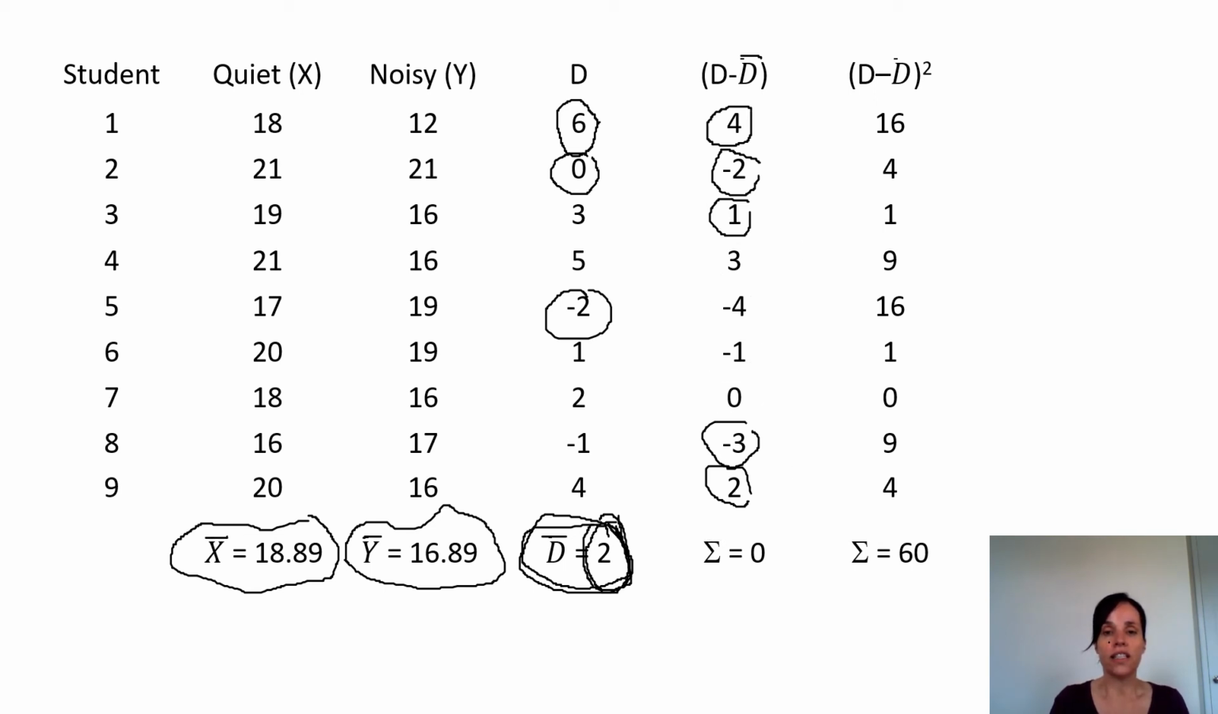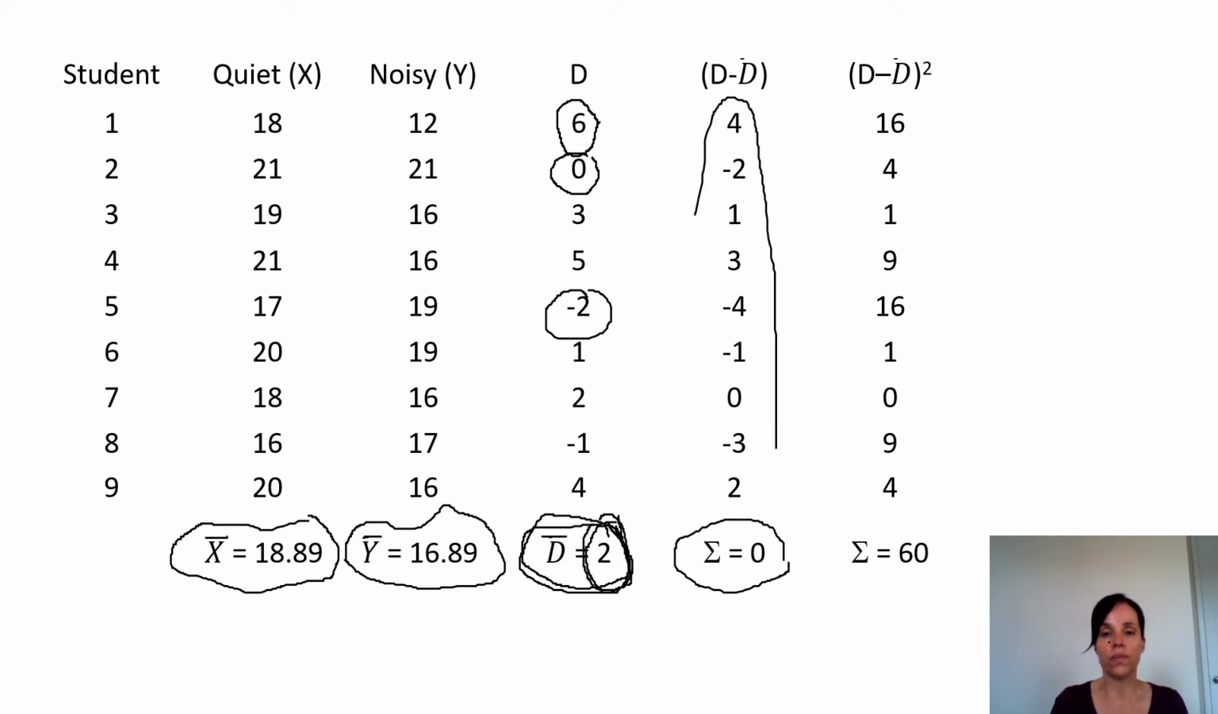If I calculated the deviation scores correctly, they should add up to 0. So add up all the scores in this column and make sure that they add up to 0. Looks like they do add up to 0, so that gives me confidence that I'm working the problem correctly. And then the last column here, this column is called the squared deviations.